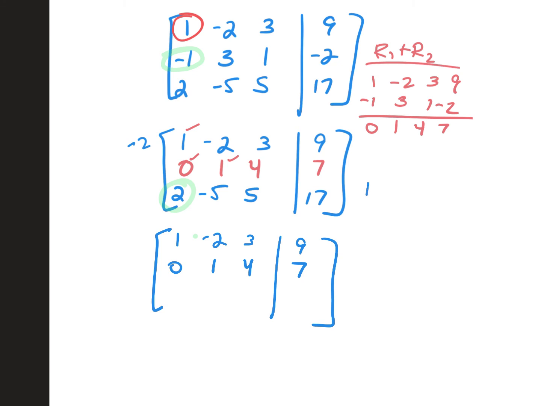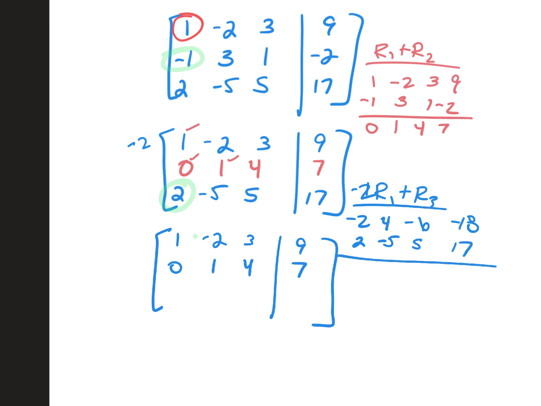First row by negative 2. So I'm going to say negative 2 times row 1, and I'm going to add it to row 3. So I have negative 2, 4, negative 6, negative 18. And then row 3 is 2, negative 5, 5, 17. What happens with negative 2 and positive 2? Cancels. What's 4 minus 5? Negative 1. What's negative 6 plus 5? Negative 1. What's negative 18 plus 17? Negative 1. Okay, so 0, negative 1, negative 1, negative 1.